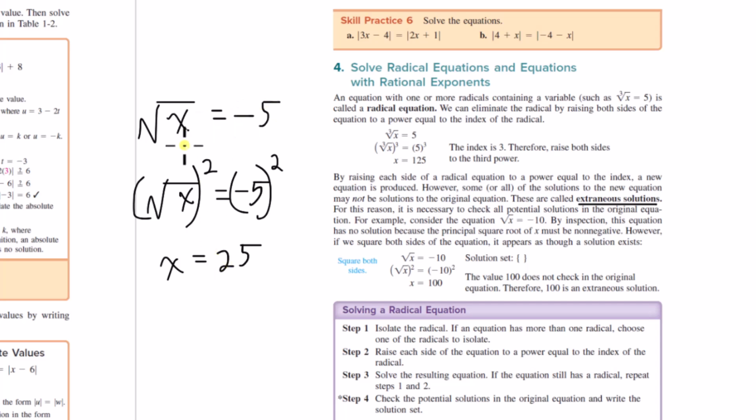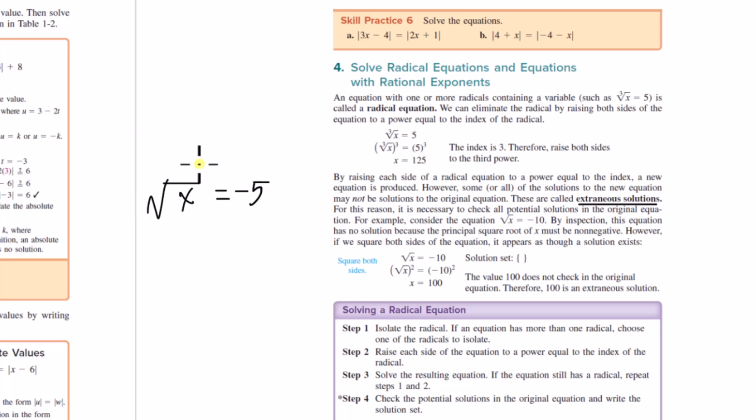Well, no. Plug in 25. That's not a solution, right? It just comes from the ambiguity that when it comes to squaring or taking an even power of something, it's an irreversible process, is what they call it. If you ever do something to both sides of an equation that's an irreversible process, then that's when these kinds of issues can come up.